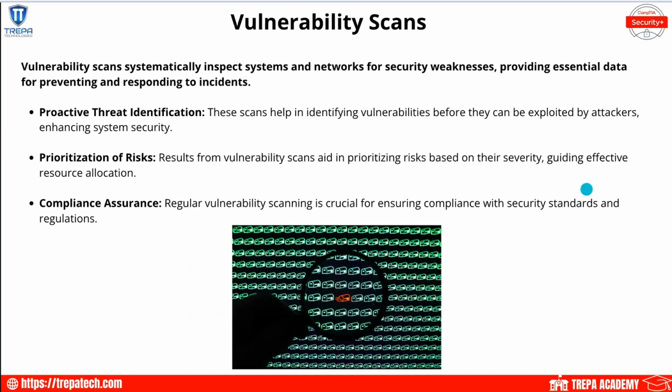All right, vulnerability scans. So vulnerability scans systematically inspect systems and networks for security weaknesses, providing essential data for preventing and responding to incidents. So we're just saying, hey, our vulnerability scans allow us to discover the risk, discover any exploits in our organization.